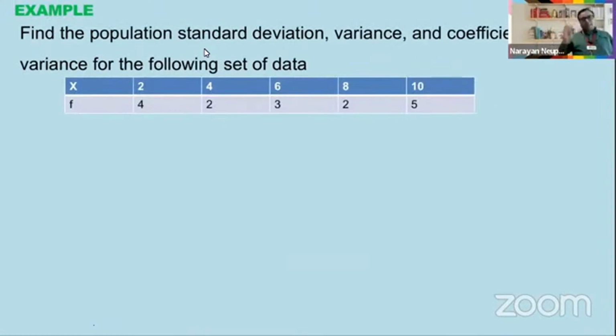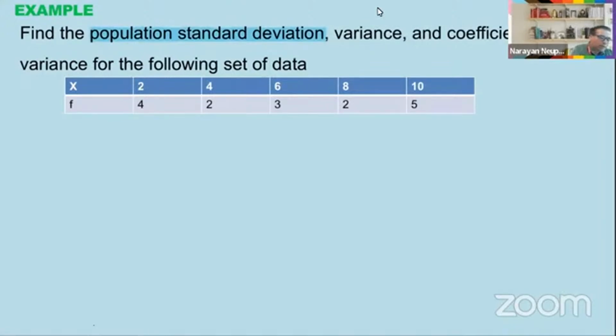Now here is our second example. Here we have to find the population standard deviation, variance, and coefficient of variance for the following data. And you can see that this data here is grouped data, right? So the data here is grouped data, and we are asked to find the standard deviation. So if you remember the formula from last class, to find the population standard deviation, we have a specific formula.